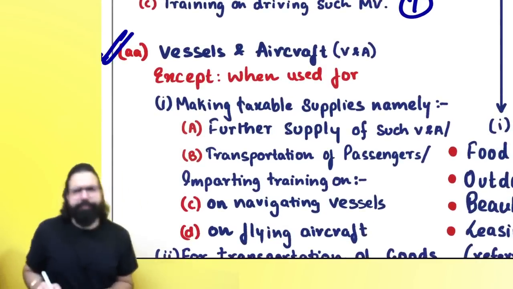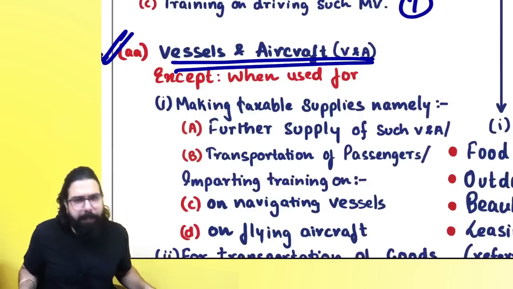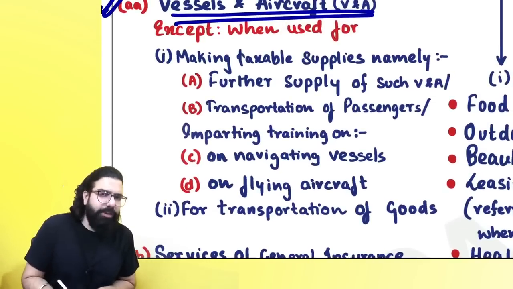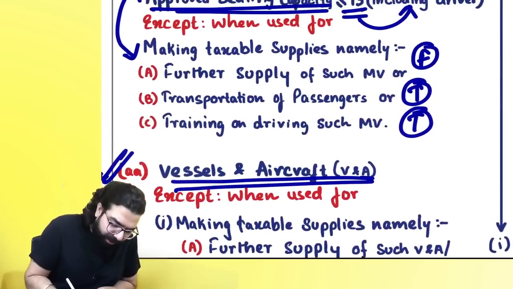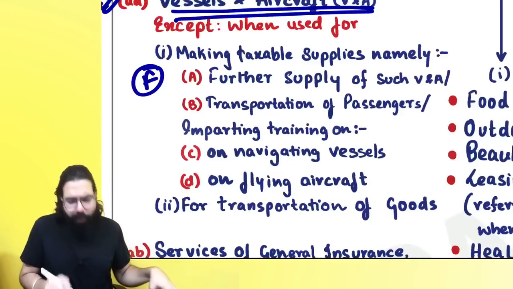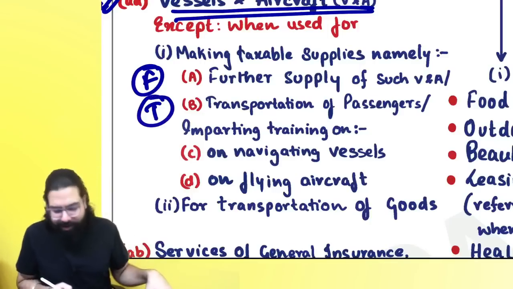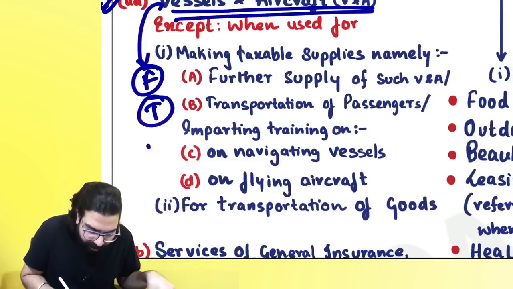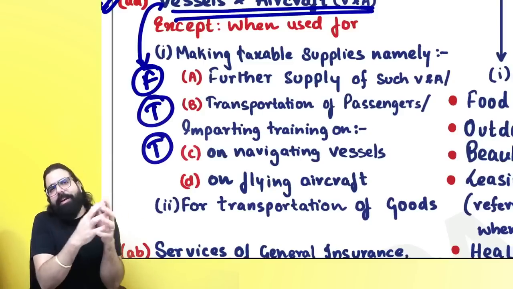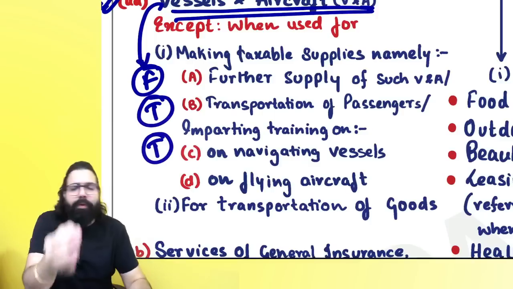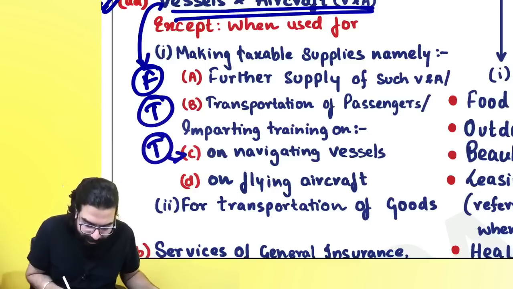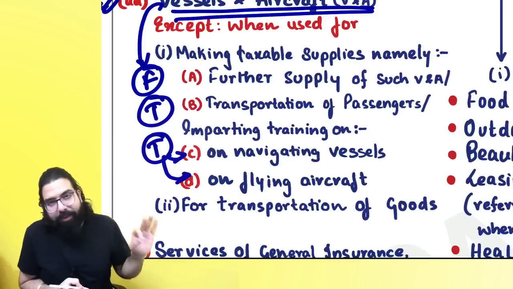The next one over here is vessel and aircraft. If you are buying a ship or aircraft, the credit will always be blocked. Then government told that if you are using it to make your outward supply, for further supply, for transportation of passengers, or for training, the credit is allowed. Training given in a vessel is known as navigating the vessel, and training for aircraft is flying the aircraft.